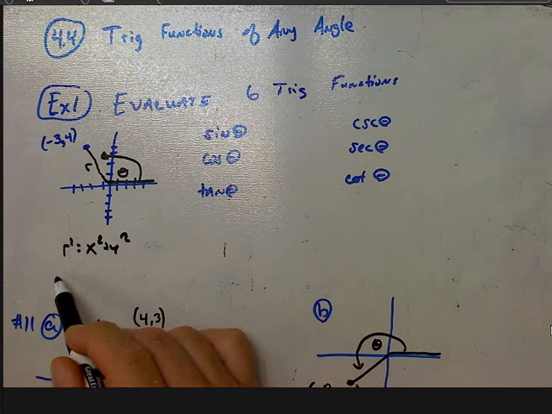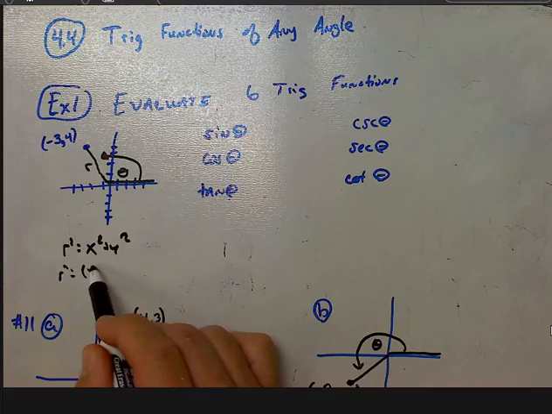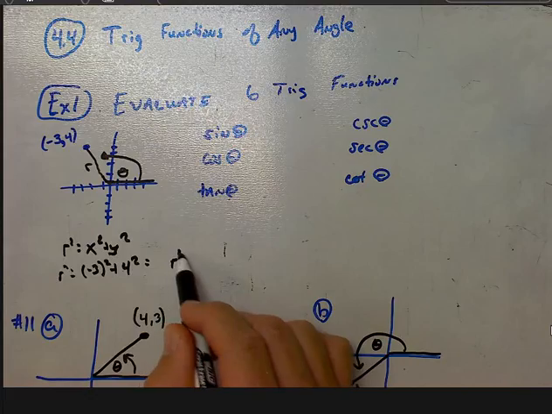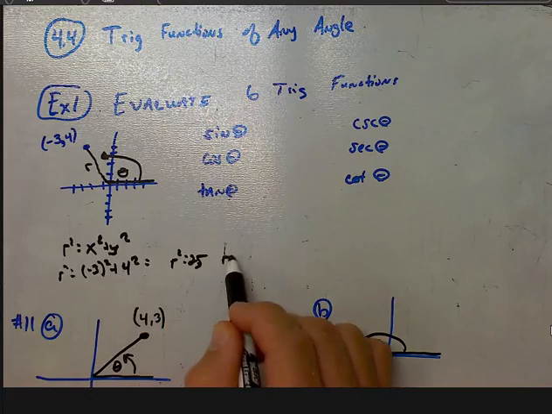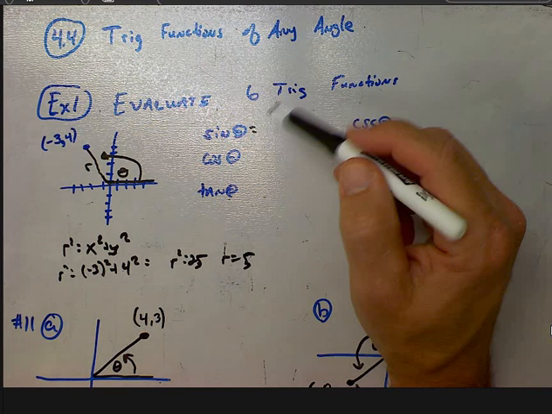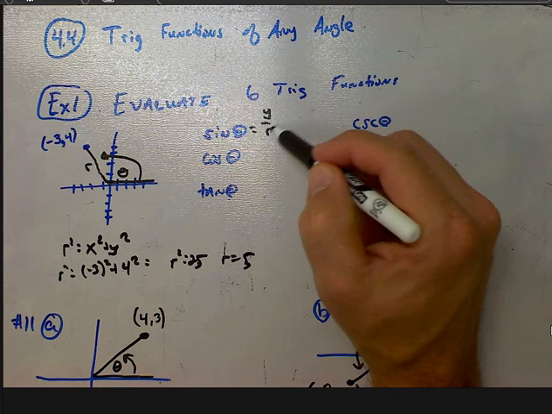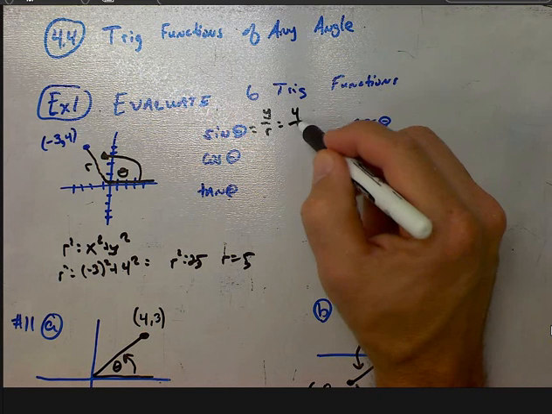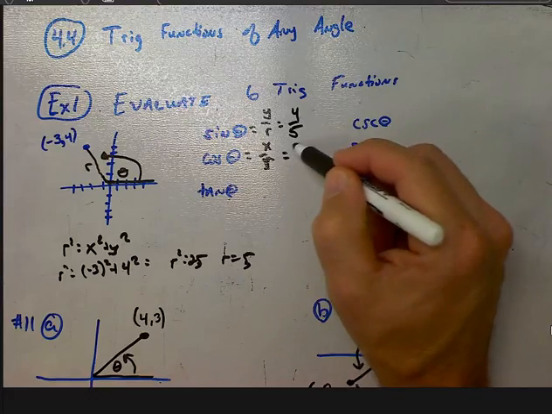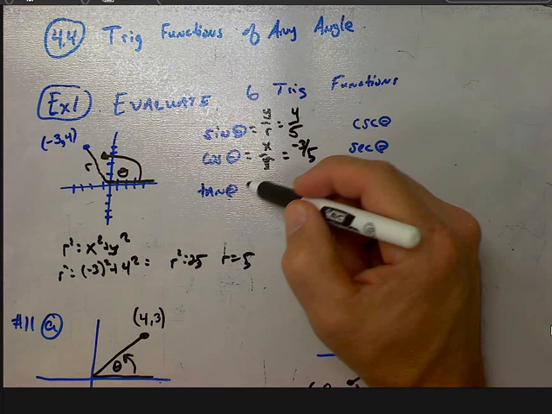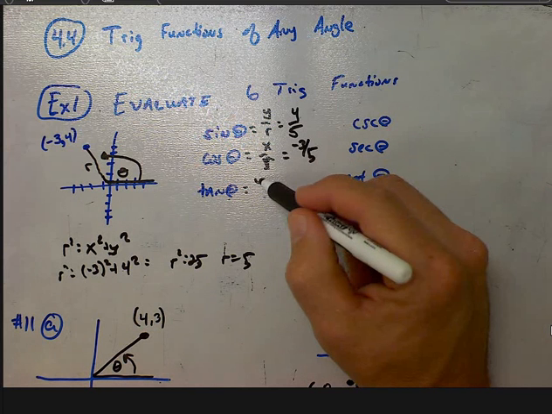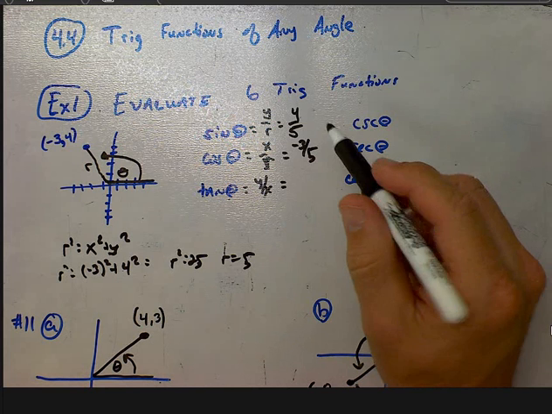So r squared is going to be negative 3 squared plus 4 squared. And so that's r squared equals 25. Therefore, r equals 5. Okay, now that we know that, the sine of theta is the value of y divided by r, and so that's going to be 4/5. The cosine of theta is x divided by r, so that's going to be negative 3/5. The tangent of theta is the value of y divided by x, and so we know that is negative 4/3.